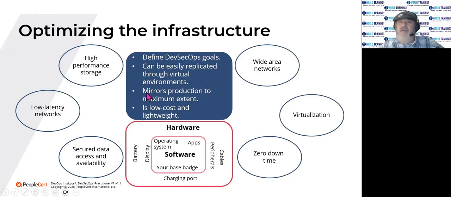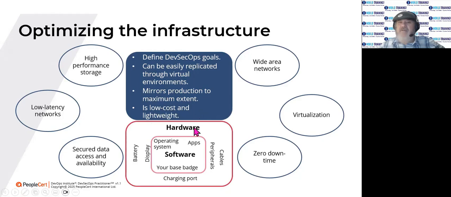You can have mirrored input production to the maximum extent. So if you want to do testing prior to a release that mimics what the production environment is going to look like, you're going to need to stand up an infrastructure internally, or at least prior to release, that does that. It needs to be cost managed, so lowest cost and lightweight as much as possible, but sufficient to do whatever you need to do.